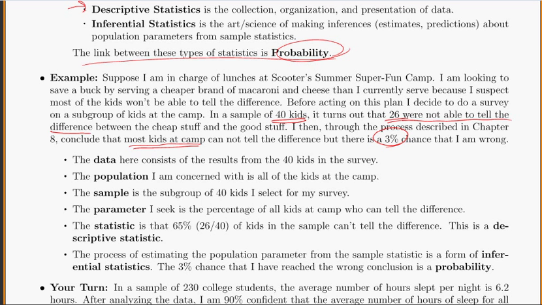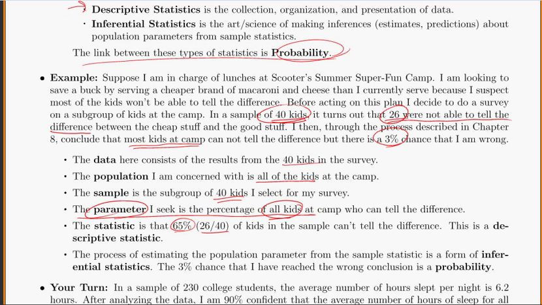So for this example of inferential statistics, we start off with the data, or the results from the 40 kids. The population I'm concerned with is all kids at the camp. The sample is the 40 kids that were in my sample. The parameter, what I would really like to know, is what percentage of all kids. Parameter has to deal with the population. The statistic is the 65%, which came from the 26 out of 40. So that's a statistic. It's a type of descriptive statistic. It tells me the percent of my sample.